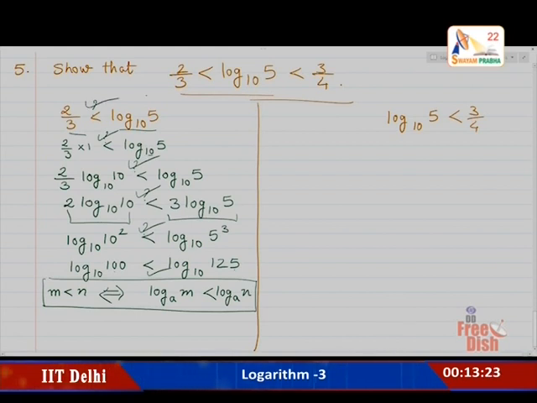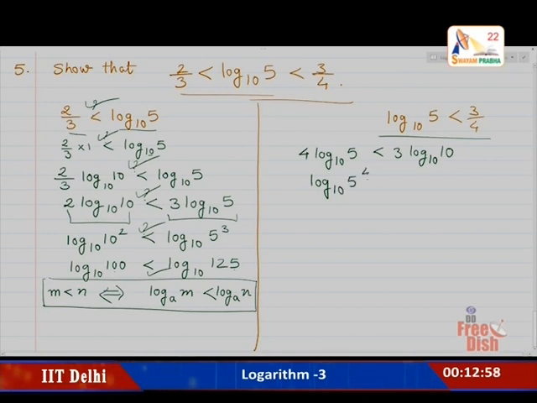So we have proved 2 by 3 is less than log to the base 10 of 5. Similar thing I will do for handling this issue. Let us see how. 4 into log to the base 10 of 5 is less than 3 times log to the base 10 of 10. I am just repeating the steps, so I can be a little bit faster.